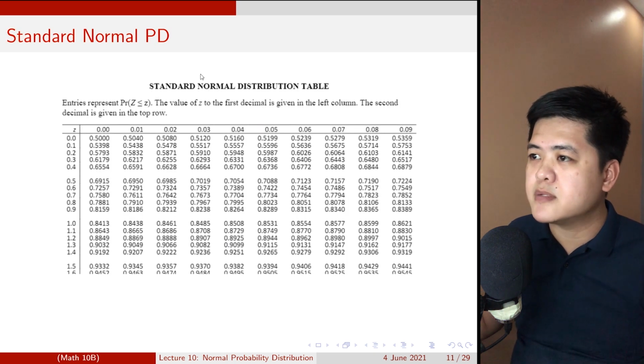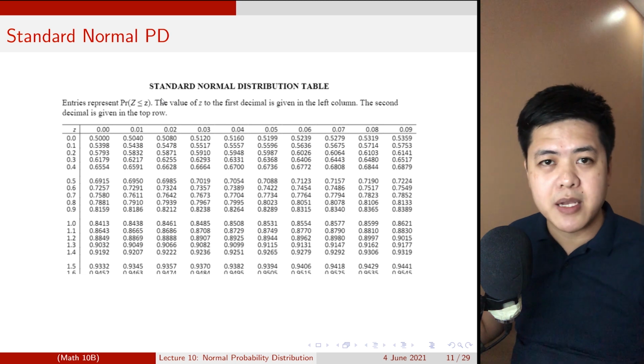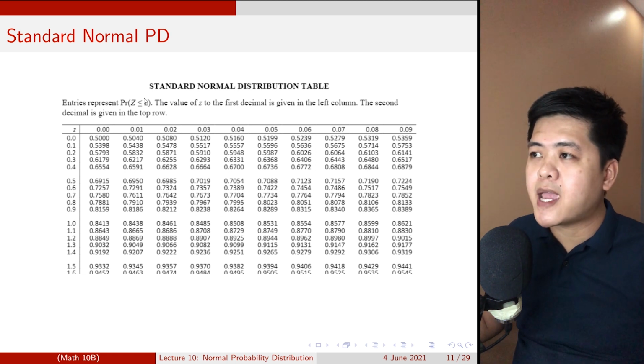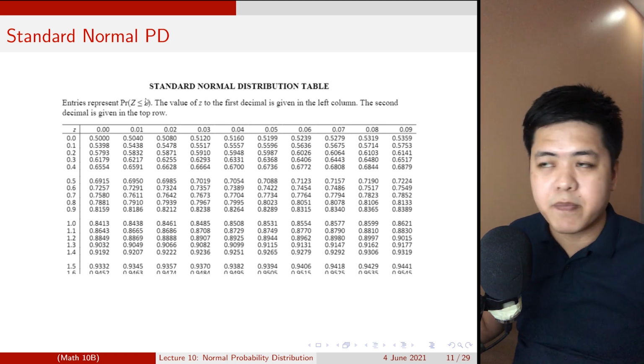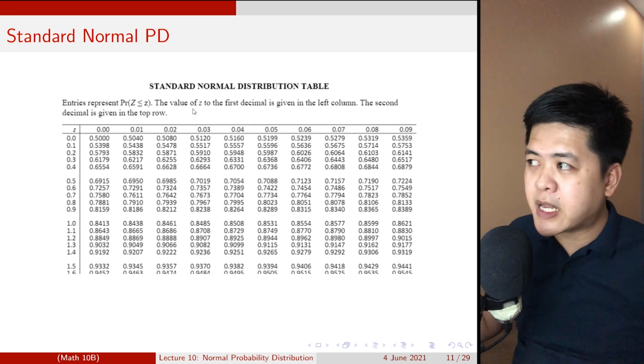And we have this one. So this is just part of the table. Ang binibigay sa atin itong standard normal distribution table na madalas na nakalagay sa likod ng mga libro, ang binibigay nila ay area to the left of a positive z. So what does it mean? Area to the left of positive z. So paano natin ito binabasa?